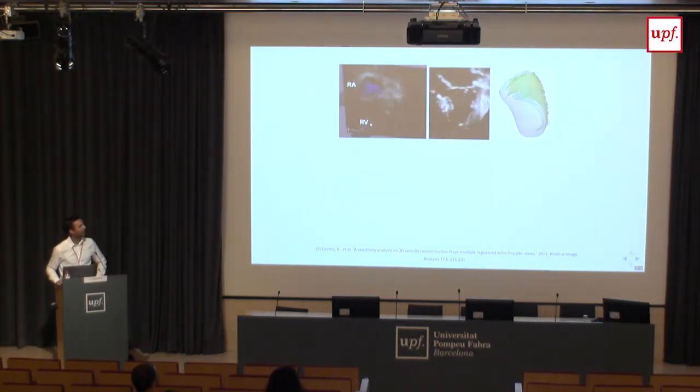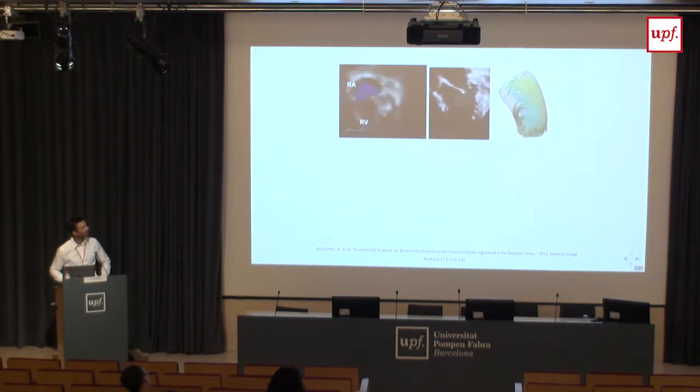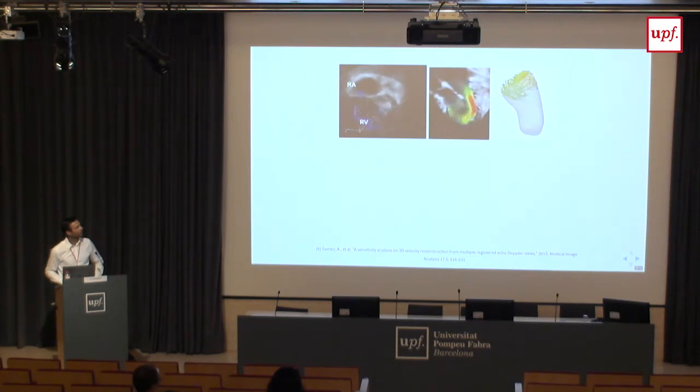We did this as well in the whole ventricle in pediatric patients. So this is a case of a pediatric patient. This and this represent the same field. This is just a 2D slice of the flow getting into the ventricle and being ejected. And this is trying to have a 3D visualization of the vortex. So this was using streamlines along the velocity field in 3D.